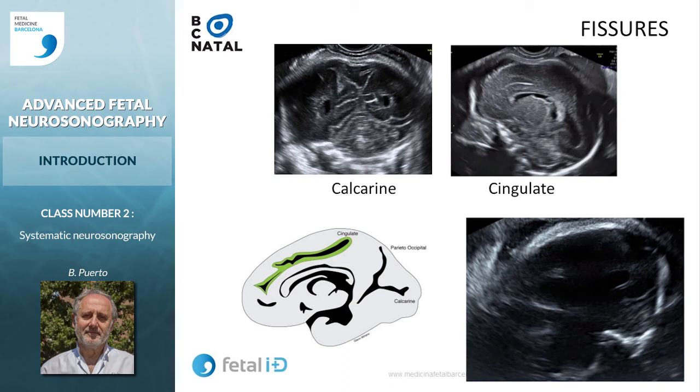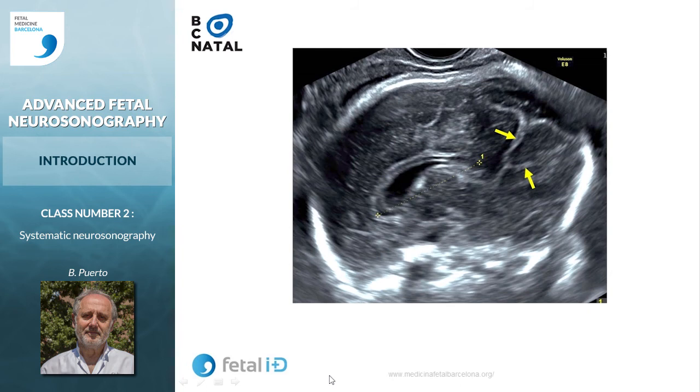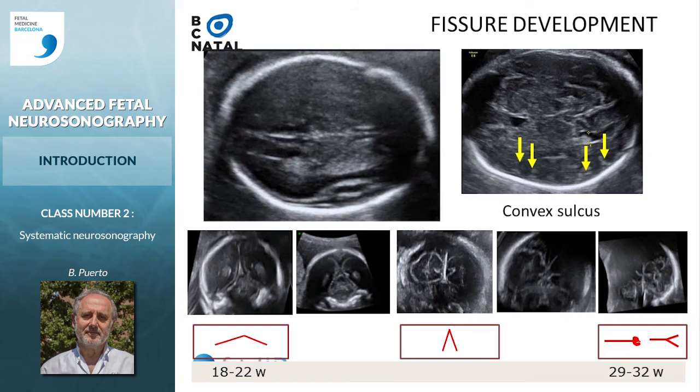At this point, we see this Y form that the two of them form. The superior one is the parieto-occipital and the inferior the calcarine. And this image is well seen in the middle sagittal plane. Here we can see the fissures' development and the normality of their formation. At 18 weeks, it has a triangle form that becomes more angulated, ending around 30 weeks in a Y form or with a circle anechoic ending.